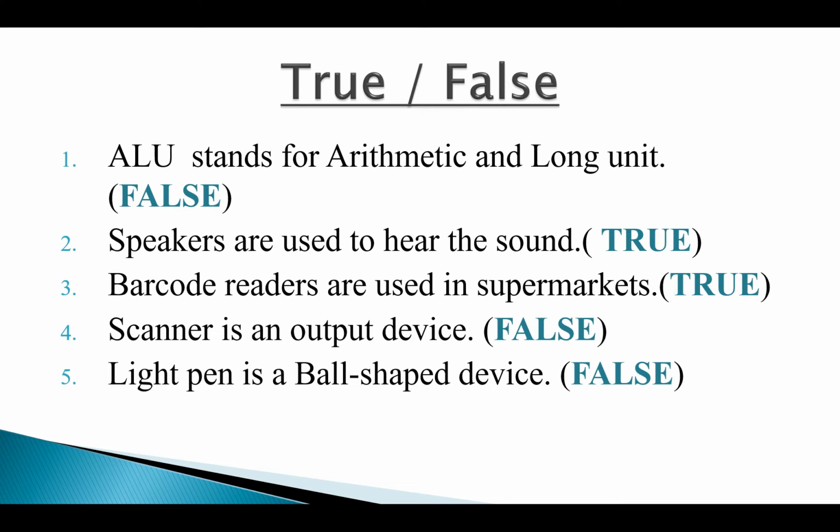Third one is barcode readers are used in supermarkets. Yes, it's true. Fourth one is scanner is an output device. No, scanner is an input device. So this is false. Fifth one is light pen is a ball shaped device. No, light pen is a pen shaped pointing device.